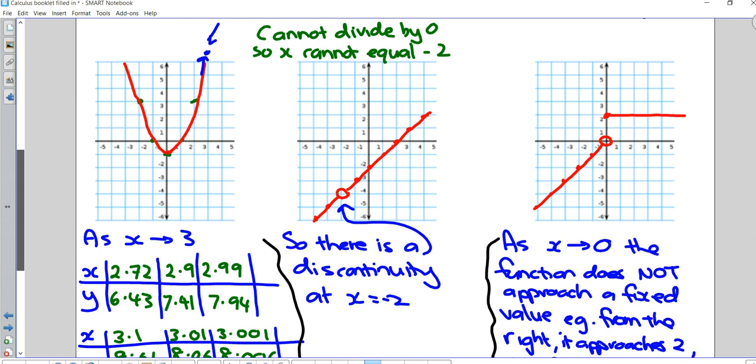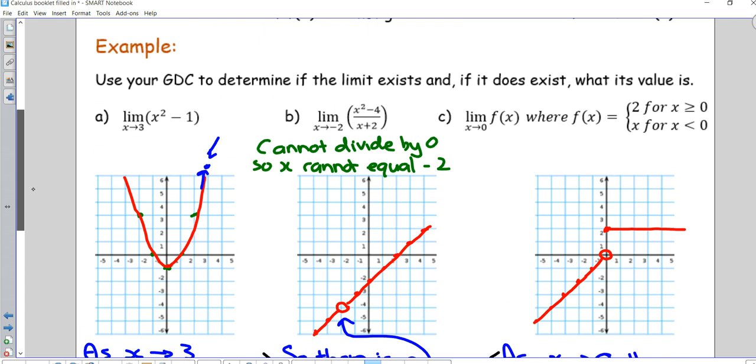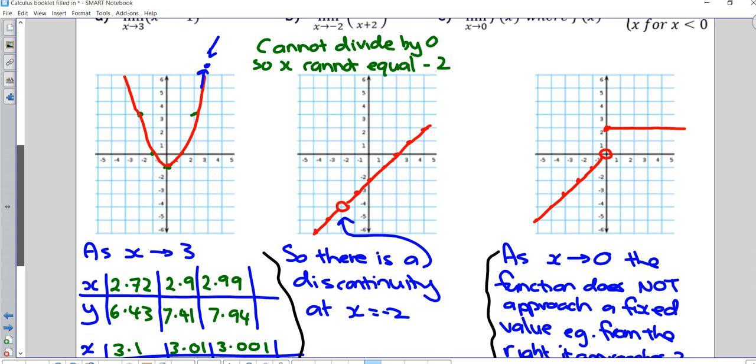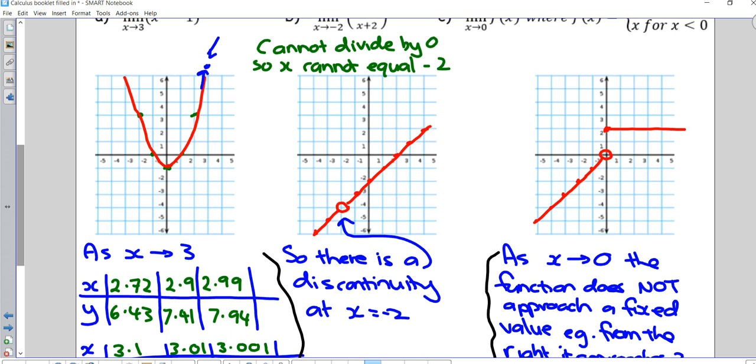Wait, so is this convergent or... Oh yeah, the limit does exist, even though we're a bit freaked out by this, because it's saying at x equals minus 2, it's asking about the limit at minus 2 specifically. But even though there's a discontinuity, we would write the limit does exist, because the limit's all about as you're approaching from the left and approaching from the right, is it getting closer to a fixed value? Yeah.